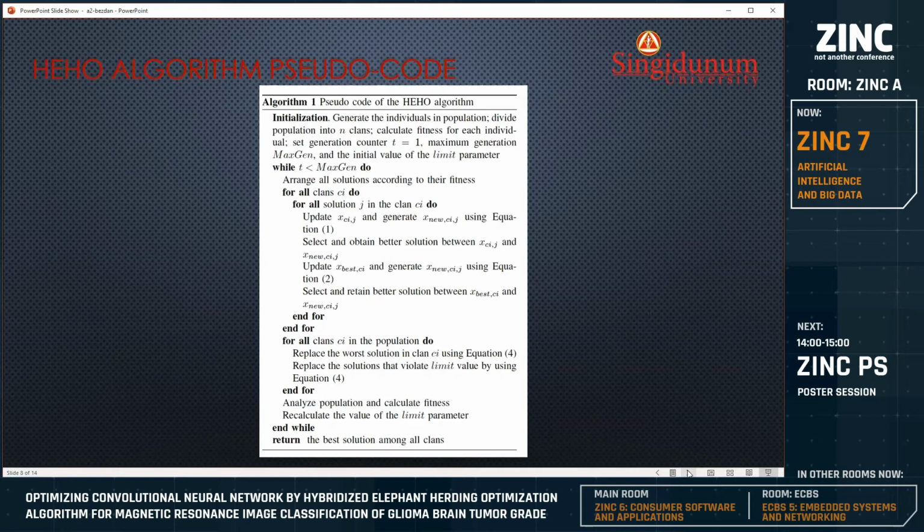In each of the rounds of the algorithm's run, if a particular solution is not possible to be enhanced, the value of the corresponding limit is increased by 1.